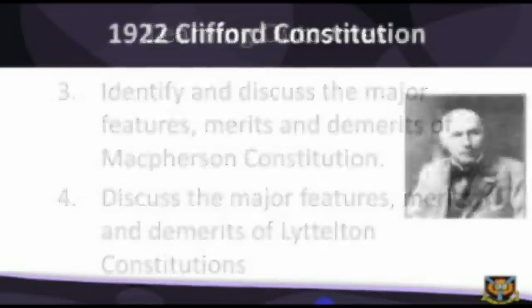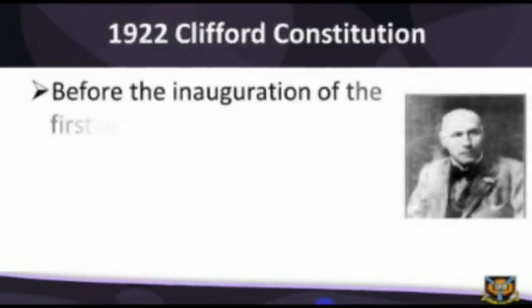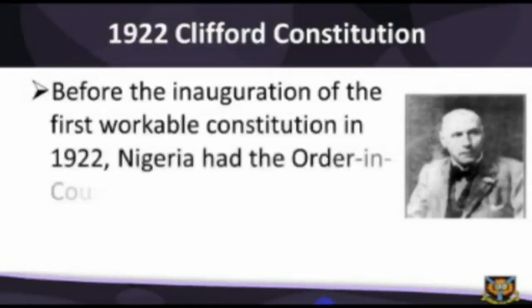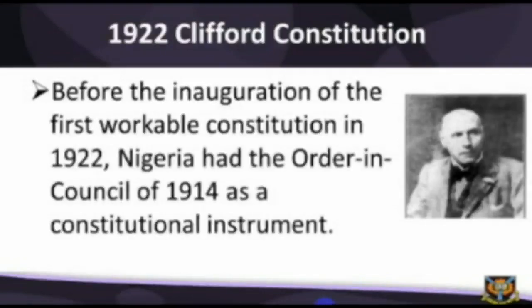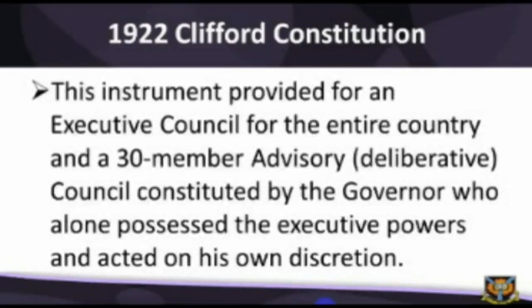The 1922 Clifford Constitution. Before the inauguration of the first workable constitution in 1922, Nigeria had the Order in Council of 1914 as a constitutional instrument. The instrument provided for an executive council for the entire country and a 30-member advisory, that is, deliberative council, constituted by the governor, who alone possessed the executive powers and acted on his own discretion.